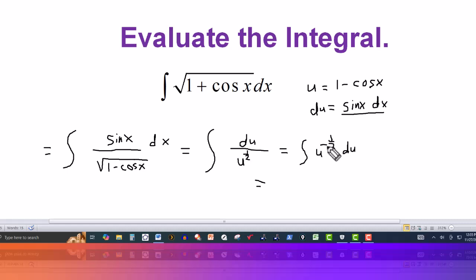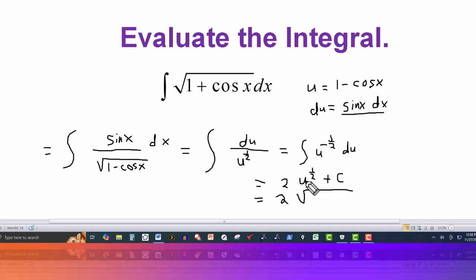Now it's basic integration with respect to u. I add 1 to the negative 1/2, I get 1/2, and then I divide the coefficient 1 by 1/2. This becomes a 2 in front, and this will be u to the 1/2. Again, I added 1 to the minus 1/2 and got 1/2, divided the 1 by 1/2, and got 2. This is plus the constant of integration. This then will be 2 times u to the 1/2, which is the square root. So it's the square root of what? 1 minus cosine.